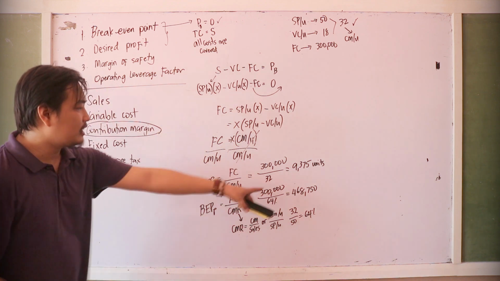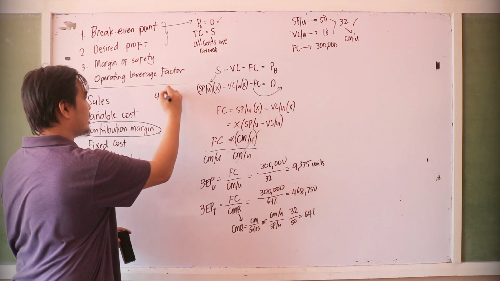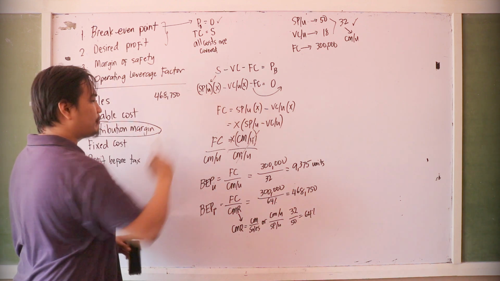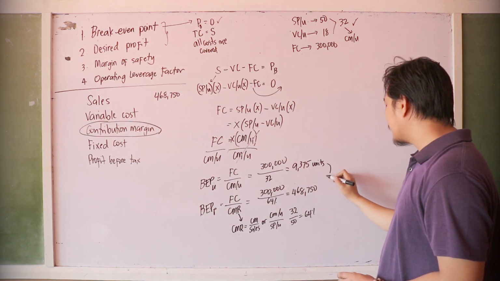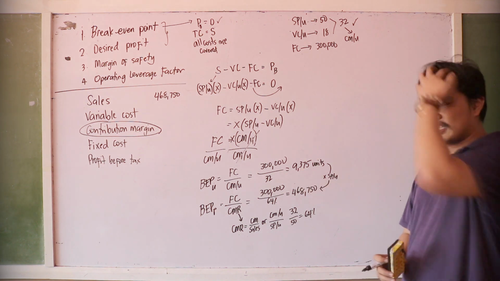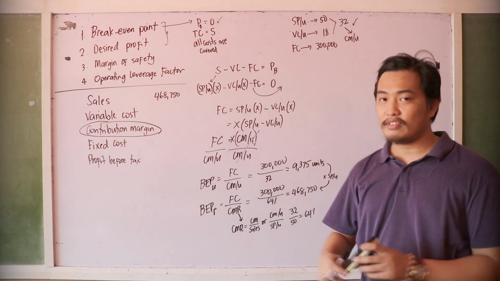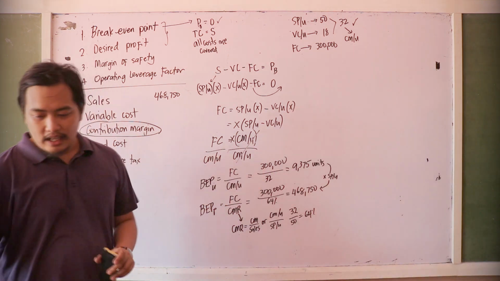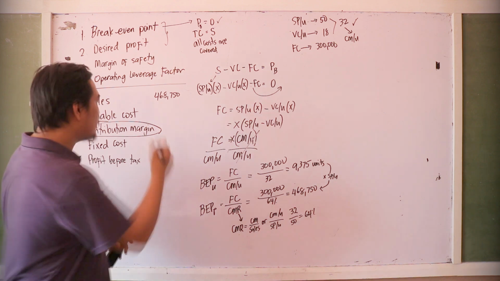So at 9,375 units, ang sales price natin is 468,750. By the way guys, to check kung tama itong dalawa, i-multiply lang natin by your selling price per unit. Is 9,375 times your selling price per unit na 50 equal to 468,750. Yes. And then 9,375 times 18 is 168,750.